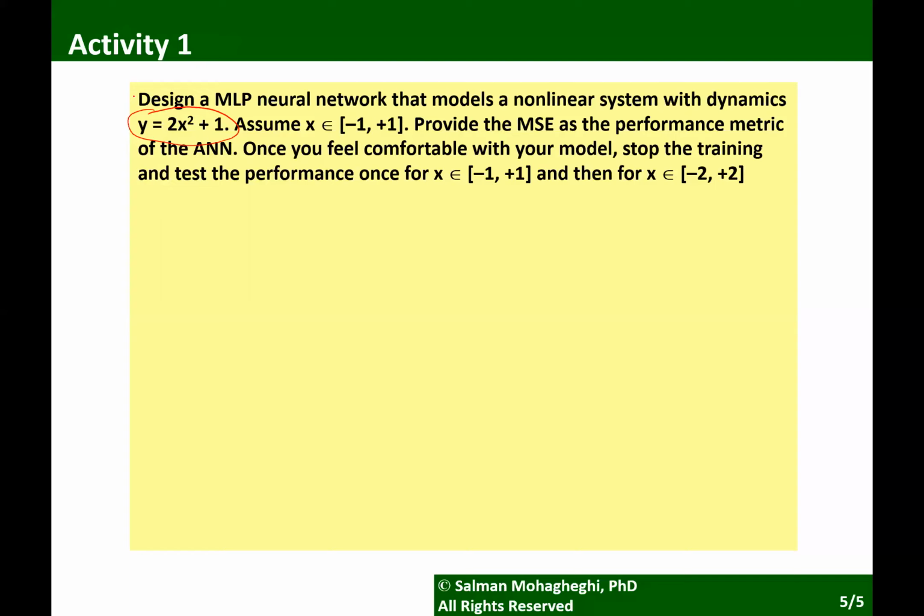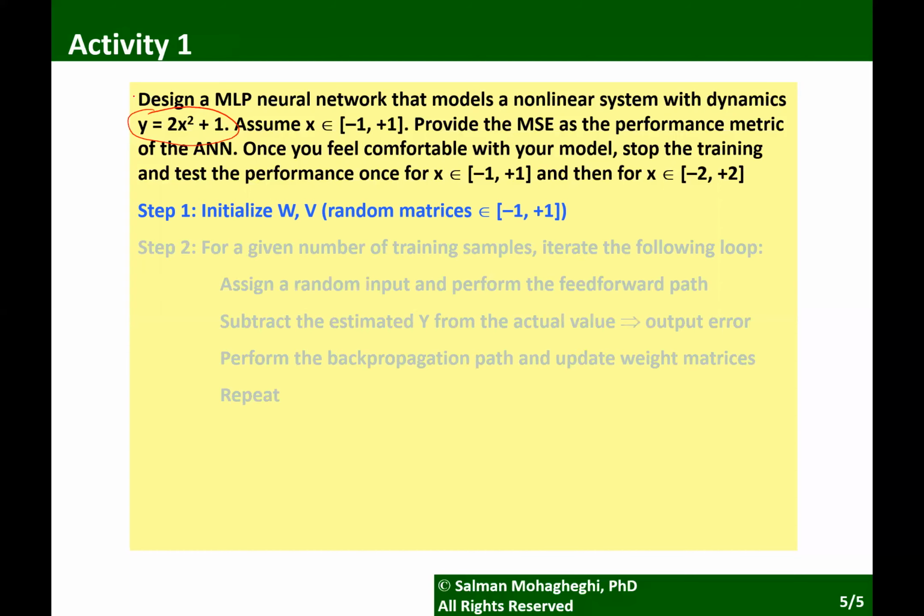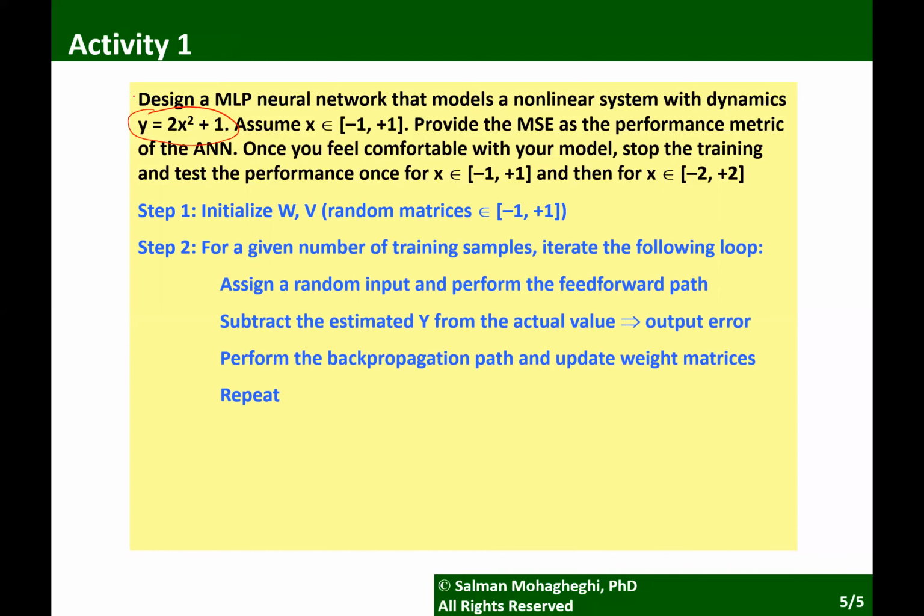Before I show you the code, let's walk through the different steps that we have to perform. Step 1 would be to initialize matrices W and V. These have to be random matrices. You can have them between 0 and 1, or between -1 and +1. It doesn't really matter. It's just a design choice. In step 2, you will iterate a feed-forward and backpropagation loop. What does that mean? You randomly choose one x value.